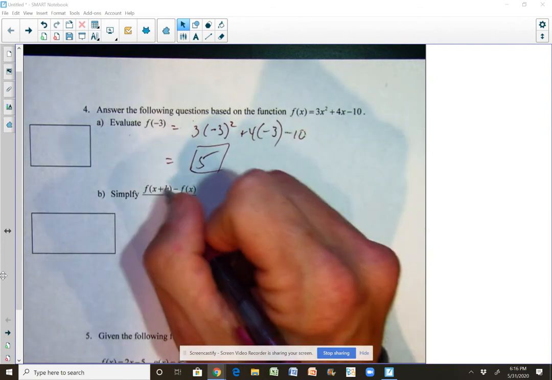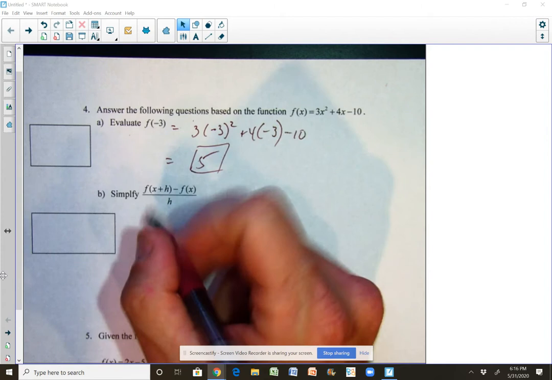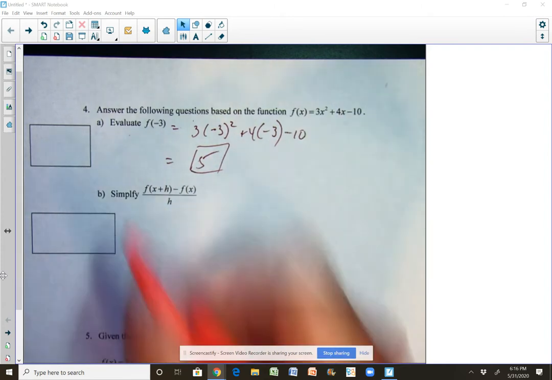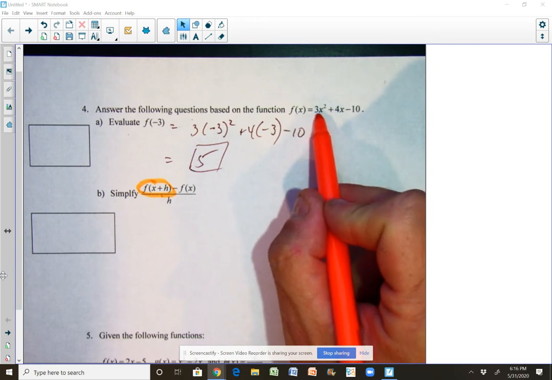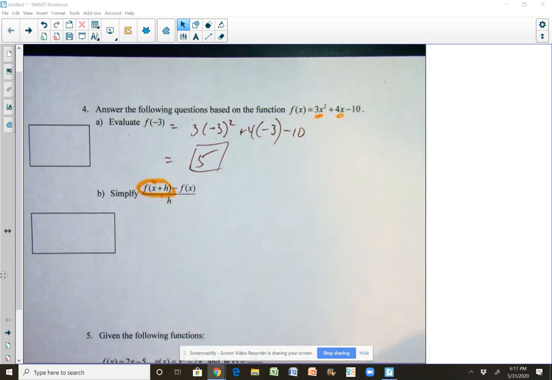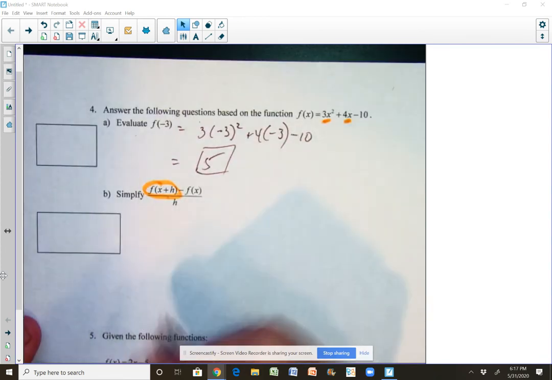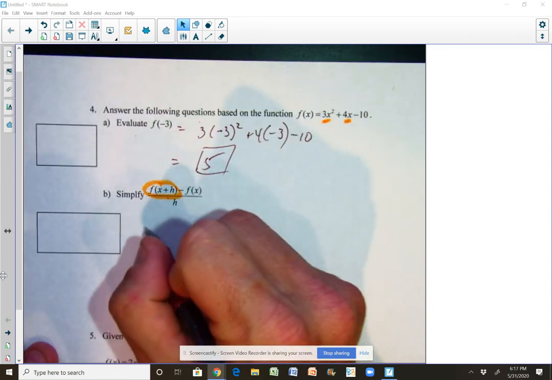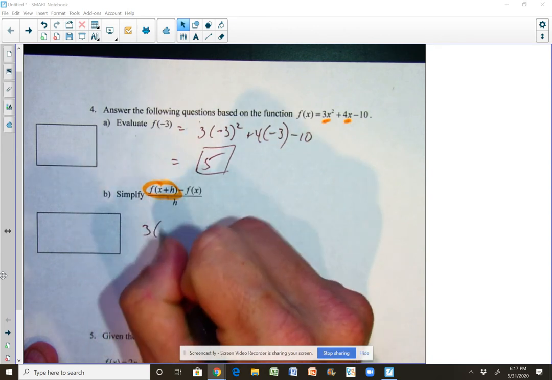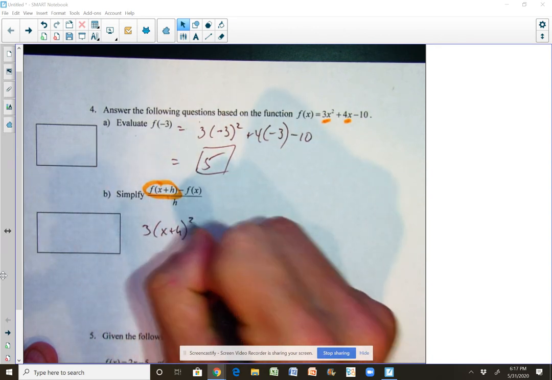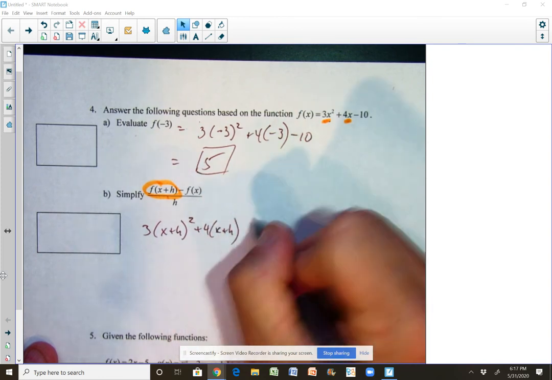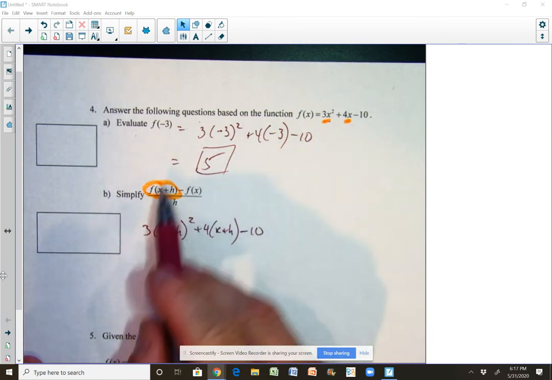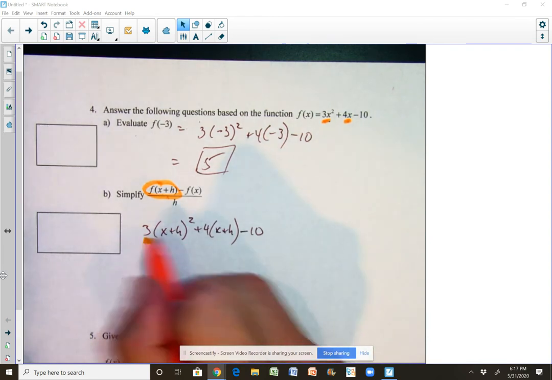Difference quotients. All right, f of x plus h. So let's do the f of x plus h part right here. That means you're going to plug x plus h in where the x's are up there. So where you see an x, you're going to replace it with x plus h. So what that turns out to be is 3 times x plus h squared instead of x squared, plus 4 times x plus h, and then minus 10. So that's your f of x plus h. If we highlight that, that's this.